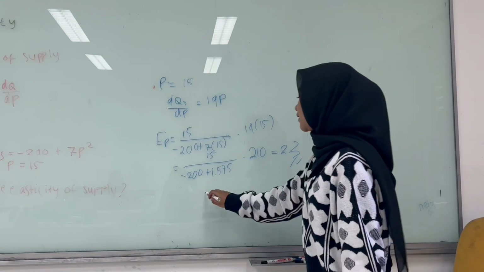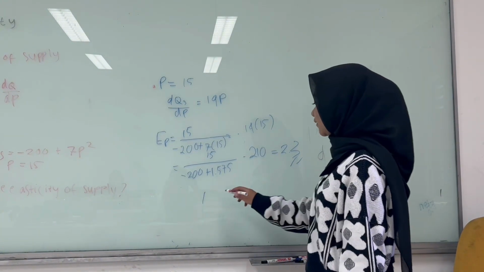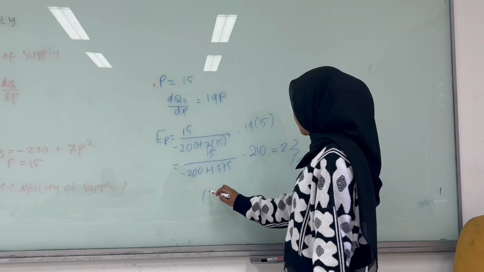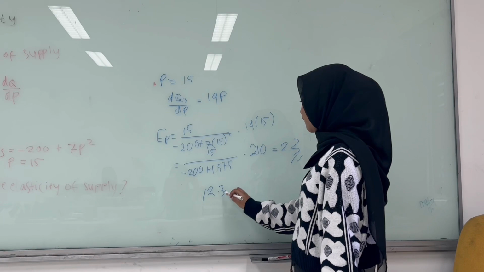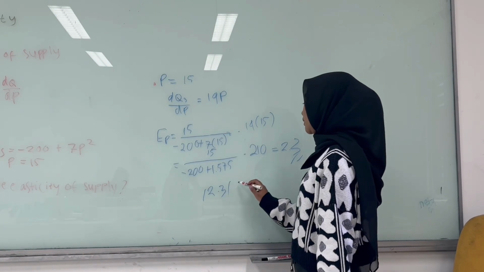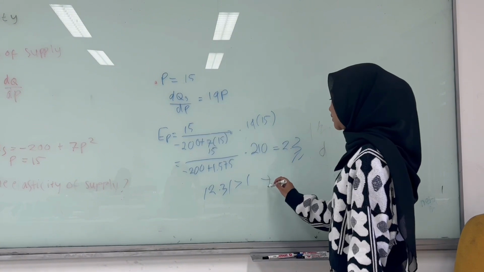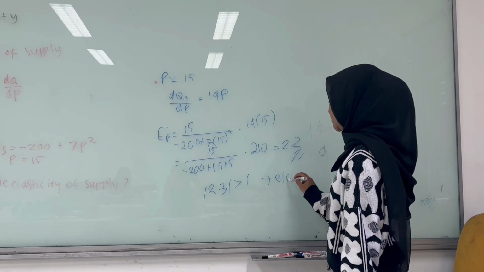So we find the absolute value of 2.3, which is more than 1. So it means this is elastic.